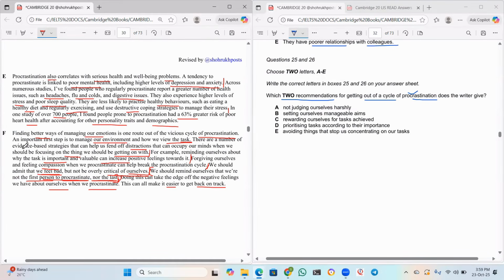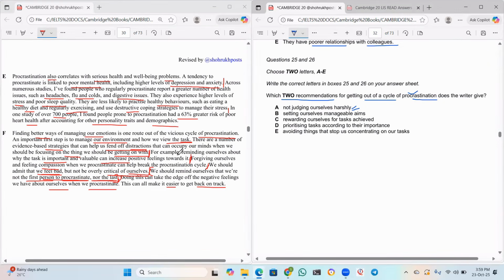There are a number of evidence-based strategies that can help us fend off distractions that can occupy our minds when we should be focusing on one thing we should be getting on with. For example, reminding ourselves about why the task is important and valuable can increase positive feelings towards it. Okay, not judging ourselves harshly. Did he talk about this anywhere, sir? I think yes.